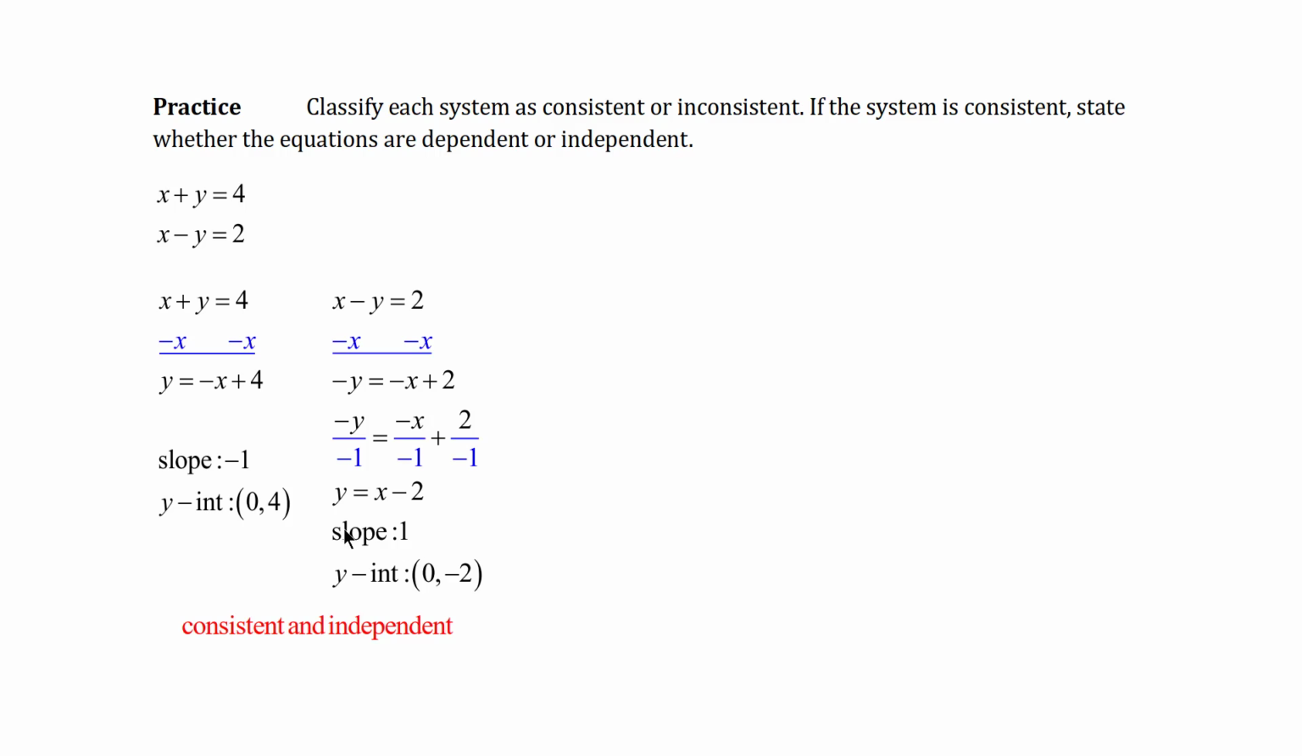Because the slopes are different, this indicates that we have two lines that will intersect, meaning that there is at least one solution. So this means that our system is consistent. And because we have two different lines, this means that our system is independent.